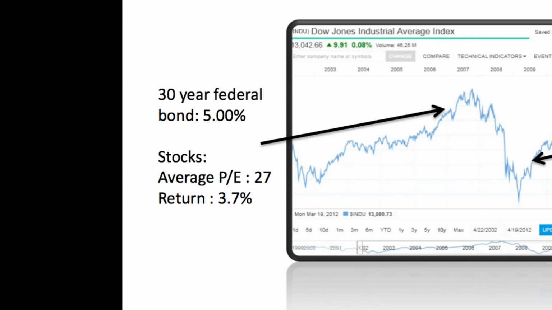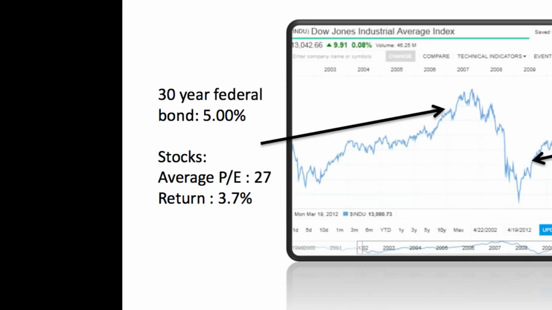So as you remember, if we take the reciprocal of our price to earnings ratio, that gives us a pretty generic and rough estimate of what our return will be. And so taking the reciprocal, which just means 1 divided by that price to earnings ratio, so it'd be 1 divided by 27, our return is 3.7%.